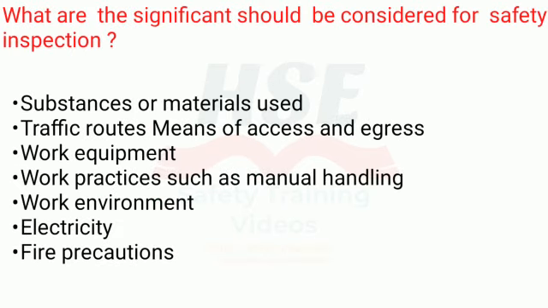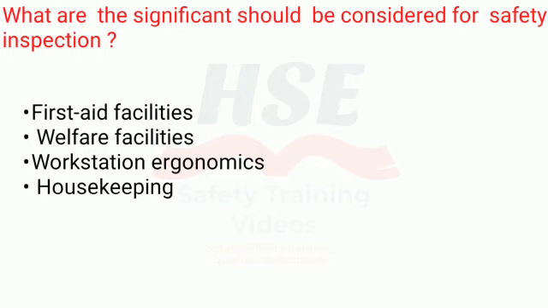What are the significant factors that should be considered for safety inspection? Substances or materials used. Traffic routes, means of access and egress. Work equipment. Work practices such as manual handling. Work environment. Electricity. Fire precautions. First aid facilities. Welfare facilities.